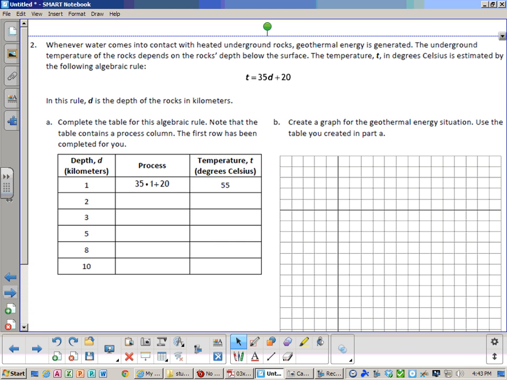Moving on. Back page. Let's see here. Whenever water comes into contact with heated underground rocks, interesting, geothermal energy is generated. The underground temperature of the rocks depends on the rock's depth below the surface. The temperature T in degrees Celsius is estimated by the algebraic rule. So we know that T stands for temperature, but they still didn't say what D stands for.